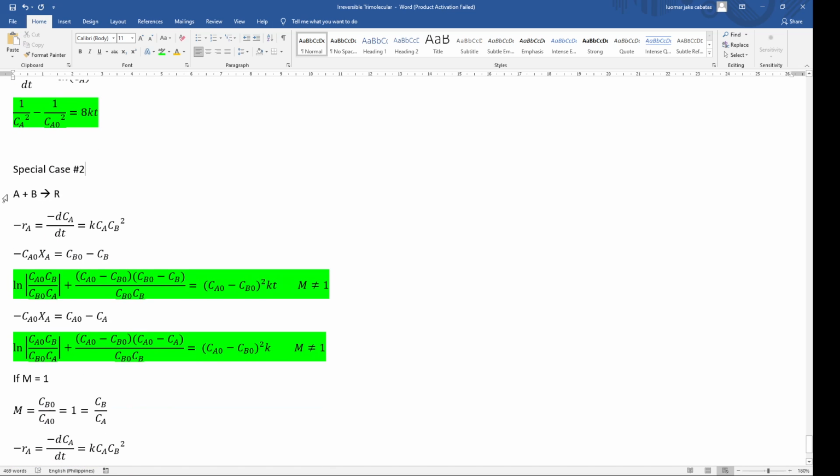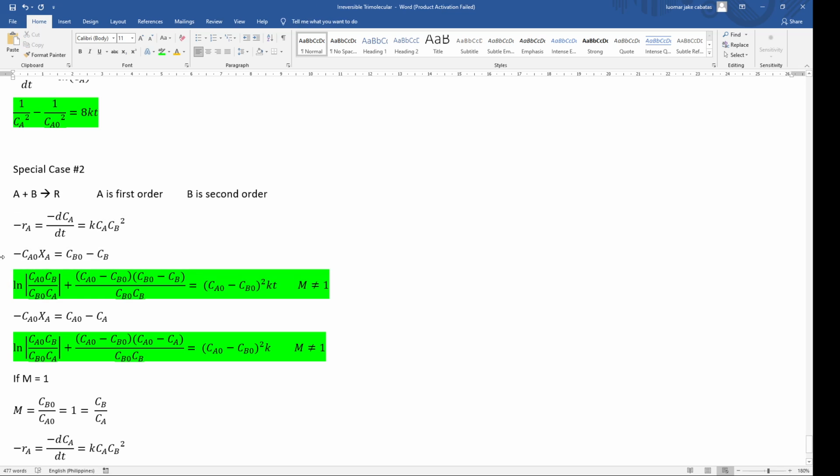And then special case number 2, what if A plus B forming R, but still third order overall. It doesn't mean that when there is no coefficient you automatically have a second order, because 1 plus 1 is equal to 2, no. There are cases like this where A is first order, and then B is second order. So overall, we have a third order. So your working equation is this, CA CB squared.